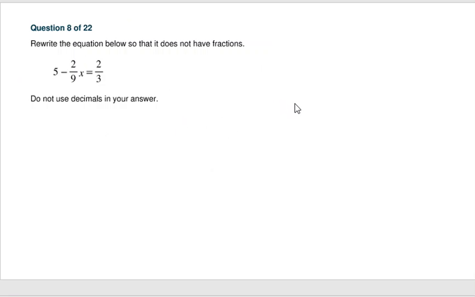And in fact, there are some on your assignment, like question 8, where they are going to ask you to rewrite the equation so that it does not have fractions. Okay? So if we have 5 subtract 2/9 times x equals 2/3, you could subtract 5 here and then divide by negative 2/9. That would work. But another thing that you could do is eliminate the fractions. The 5 would really be 5 over 1, and then you have a subtract 2/9 times x, and then you have equals 2/3.